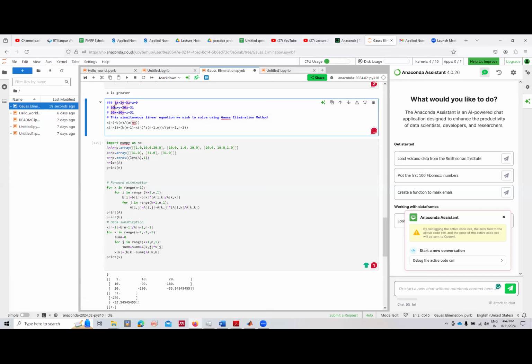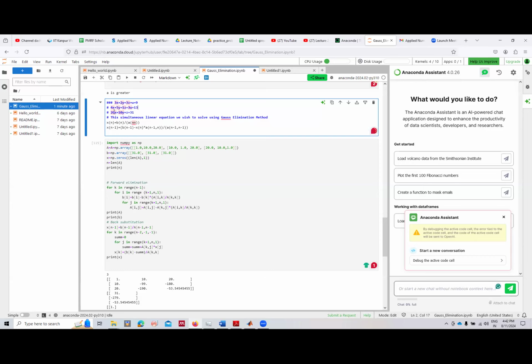My second equation is 4x plus 5y plus 1z plus 3w, that equal to 13.